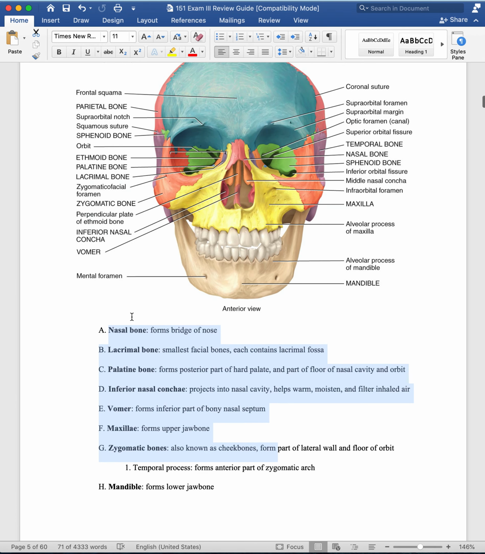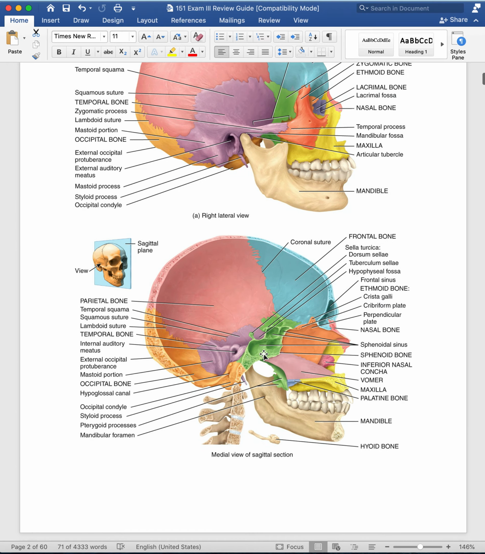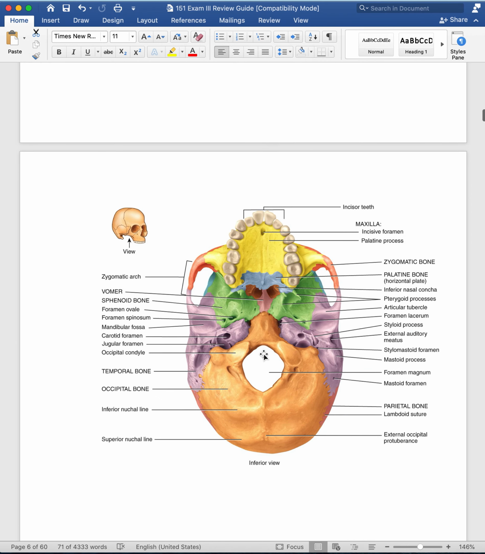Another good idea that I mentioned previously in class is to go ahead and get yourself a coloring book. And you can go ahead and use your different colored pencils to color in that coloring book so you get really familiar with the different bones and how they articulate from different points of view, right? Okay, so I'm going to move on here.